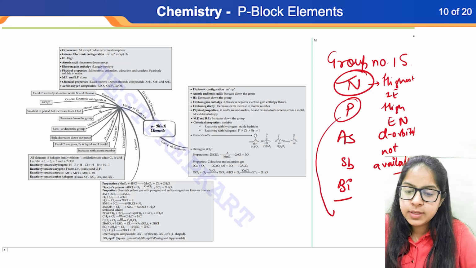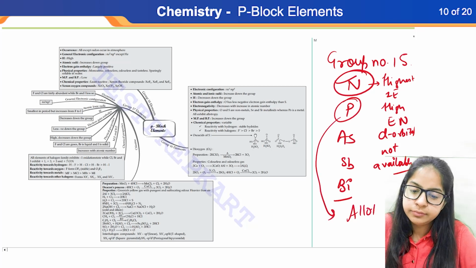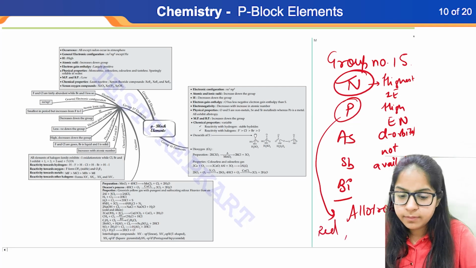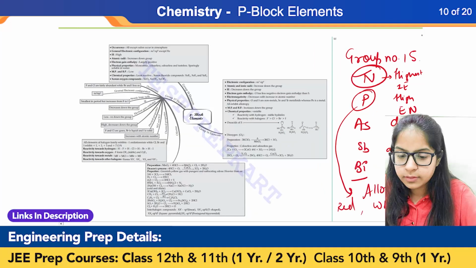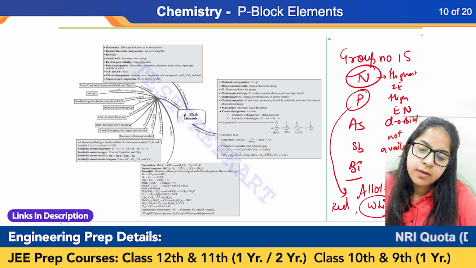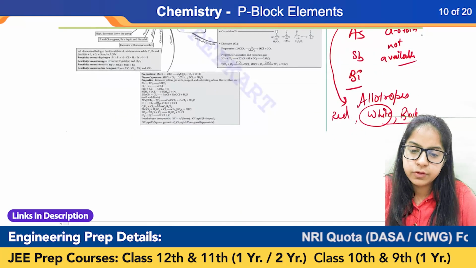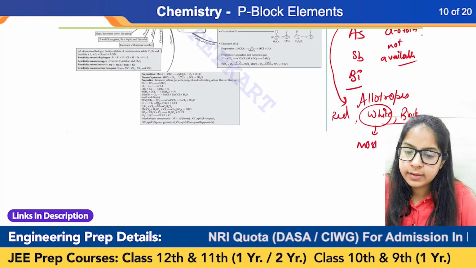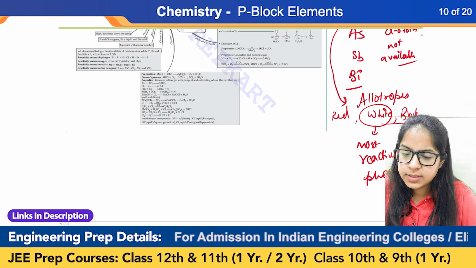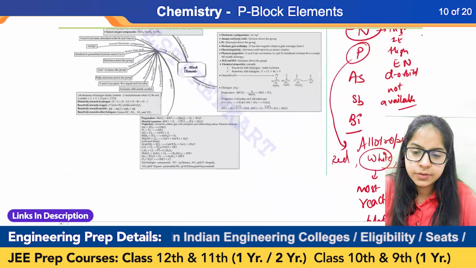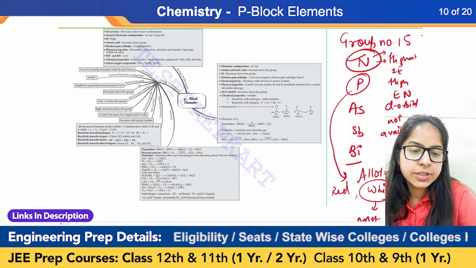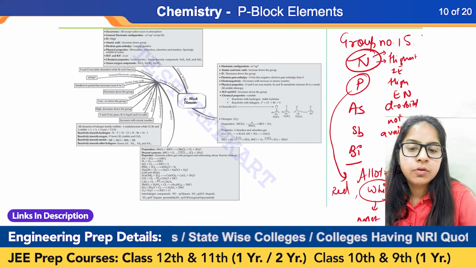Now here the phosphorus has a tendency to form allotropes. There are 3 allotropes: red, white, and black. Red phosphorus, white phosphorus, and black phosphorus. White phosphorus is the most reactive phosphorus. So these are the important points that you need to remember. Nitrogen has a high boiling point because of the hydrogen. NH3 has a high boiling point because of the hydrogen bonding in the molecules.